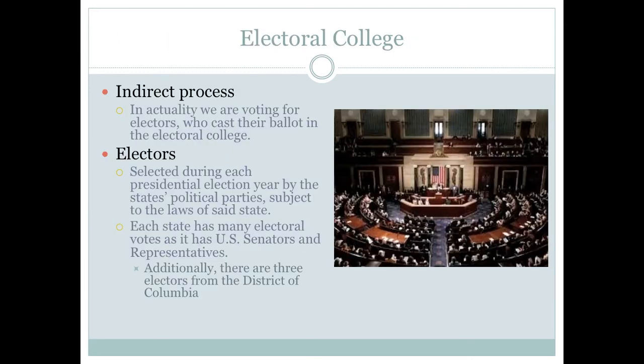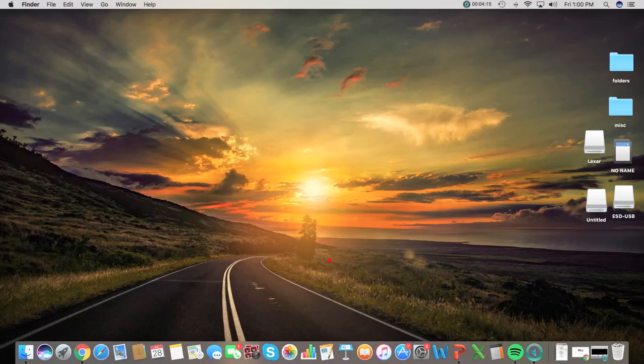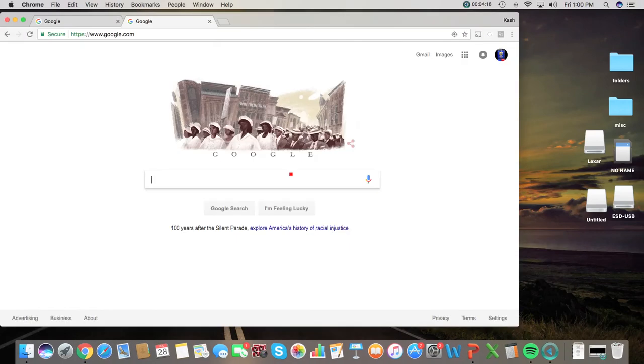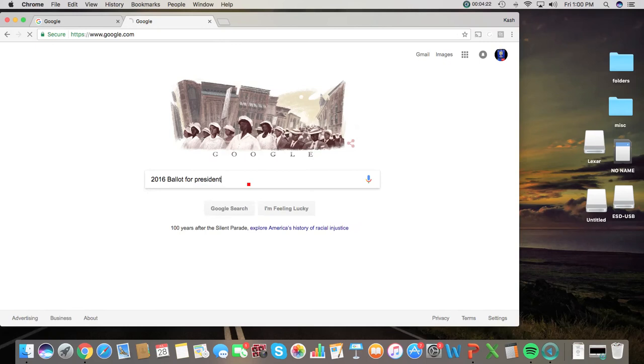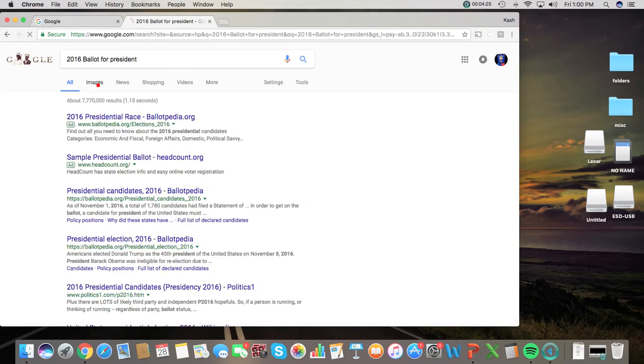Well, when we vote for president, go ahead and take a look at a ballot here. Let's take a look at a 2016 ballot for president. So we've got one here.